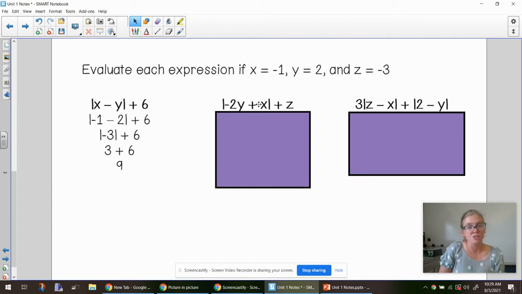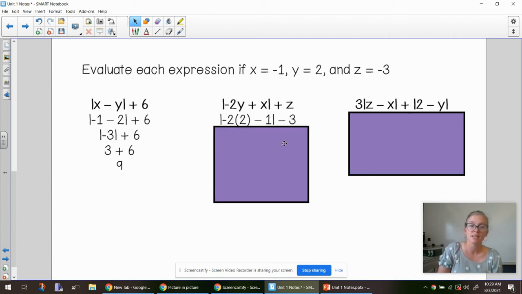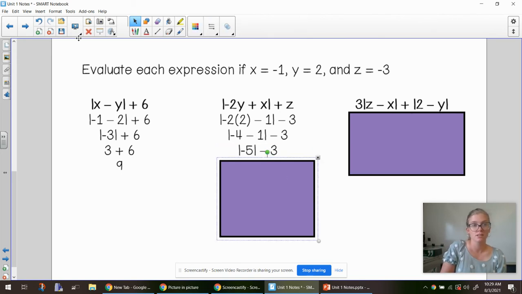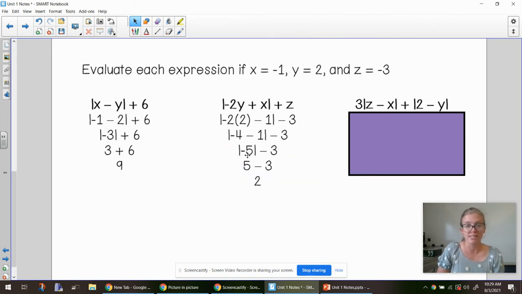The absolute value of negative 2y plus x plus z is negative 2 times 2 minus 1 minus 3. Negative 2 times 2 is negative 4 minus 1, which is negative 5. The absolute value of negative 5 is positive 5 minus 3 is positive 2.